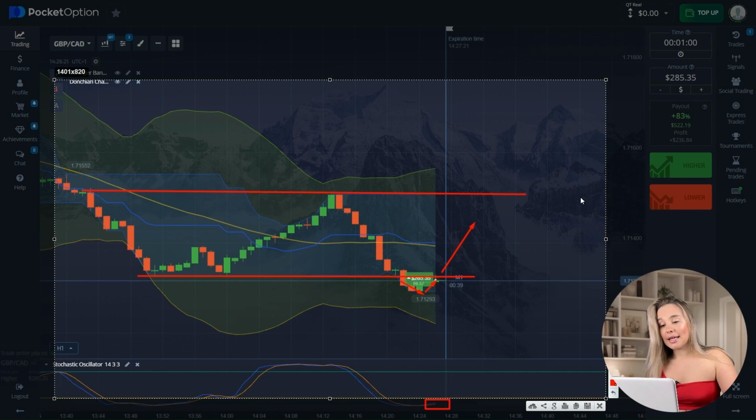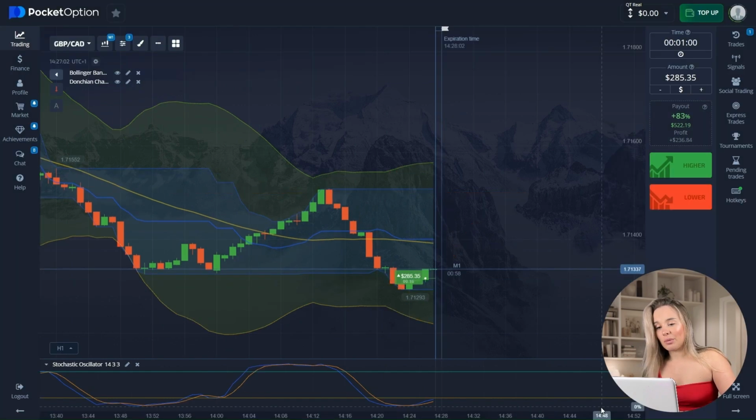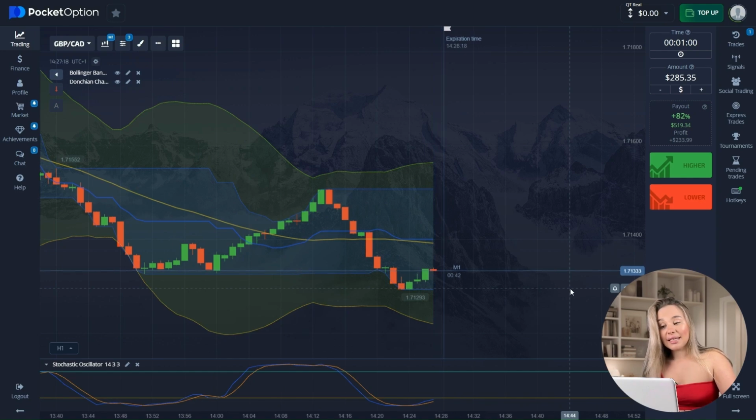And the stochastic is helping us. Its lines are trying to leave the oversold zone, which is also a signal for growth. There is no volatility in the market. It's very difficult to trade right now. And the pair with the British pound doesn't make it easier for me, since this currency reacts very slowly and often there is not enough expiration time. But not this time, folks.